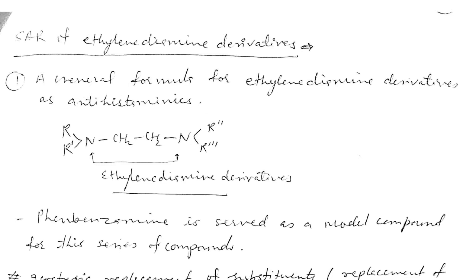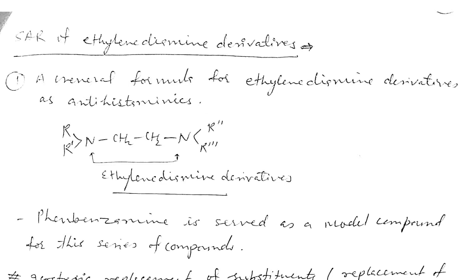One is the general formula for ethylene diamine derivatives as antihistaminics: the ethylene bridge and diamino group. So the ethylene diamine nucleus would be there, and both nitrogens may be substituted by alkyl groups, aromatic groups, non-aromatic groups, as well as heterocyclic rings, as we discussed previously with several examples of ethylene diamine derivatives. So this is the general formula, dear students: the ethylene diamine group substituted by R1, R2 and R dash, whatever they may be.